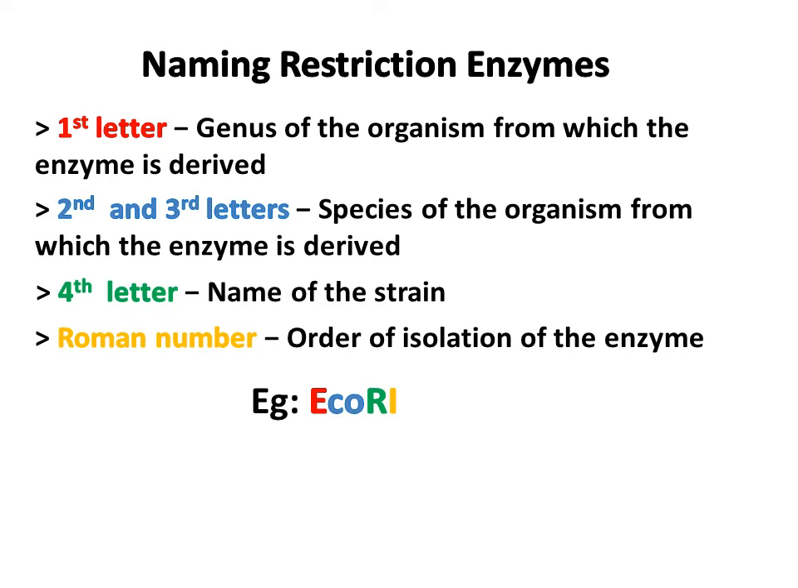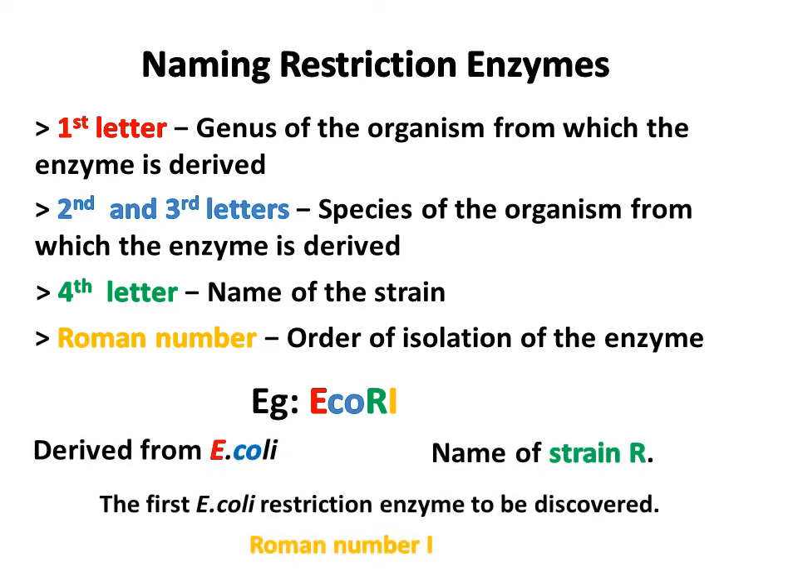Now let us look at an example, EcoRI. Here E denotes the genus of the organism, C and O are the species, R denotes the strain, and the Roman number I implies it is the first E. coli restriction enzyme to be discovered.